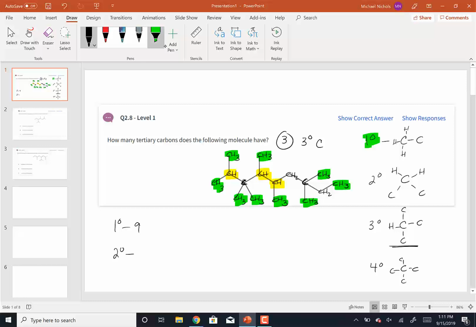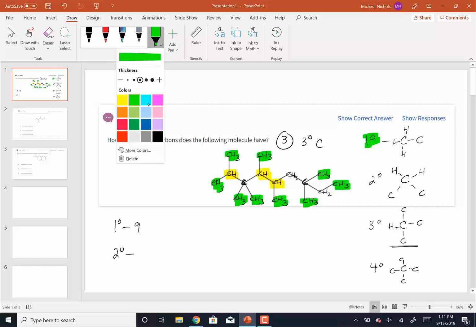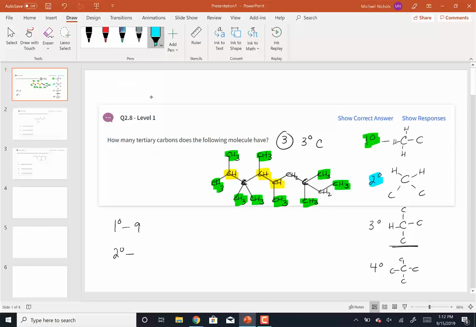A secondary would be a CH2. So this would be a secondary, would be the CH2. And there are 1, 2 of those. So there's 2 secondaries. We've already said that there are 3 tertiaries, which I've color-coded in yellow, so tertiaries.